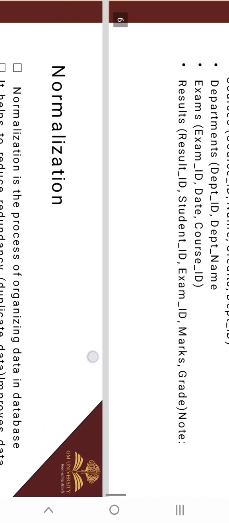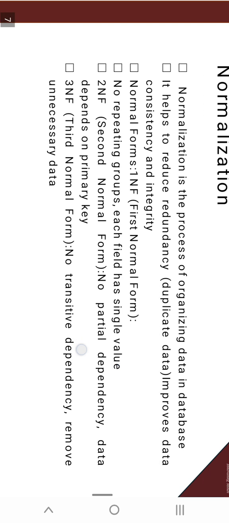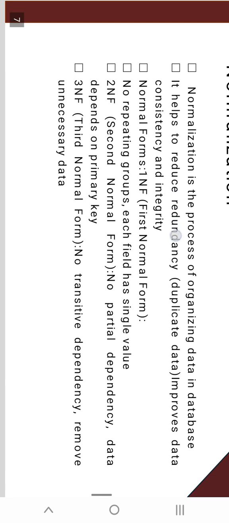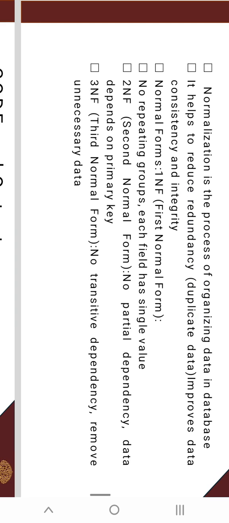So next comes normalization. Normalization is very important to reduce redundancy. First, what is normalization? Normalization is the process of organizing the data in the database. What is the use of this? It helps to reduce redundancy. Redundancy means we store the same data multiple times, or we also call it duplicate data. Reducing redundancy improves the data consistency and integrity.